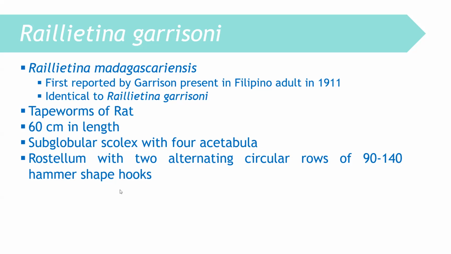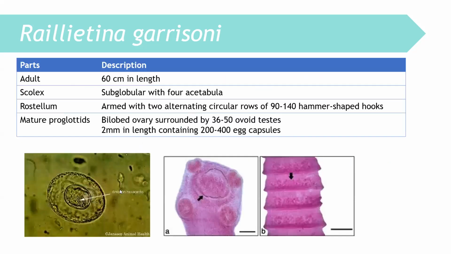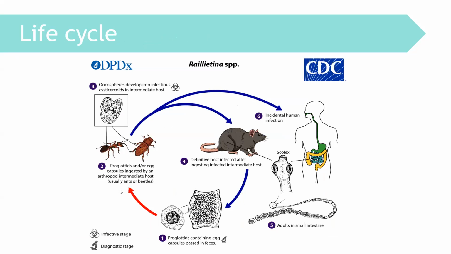One of the interesting things about this parasite is the rostellum with two alternating circular rows of 90 to 140 hammer-shaped hooks. That is Raillietina garrisoni. The life cycle includes the rat as the natural host. Take note, guys, that insects serve as the intermediate host of the parasite. Of course, it is not through ingestion of rats. We don't eat rats, right?